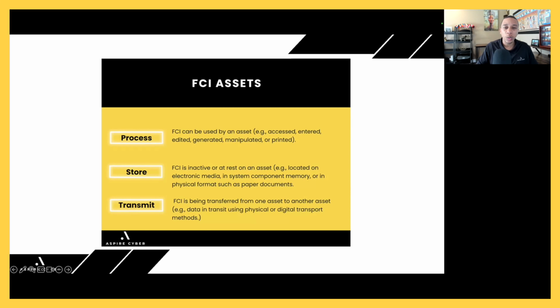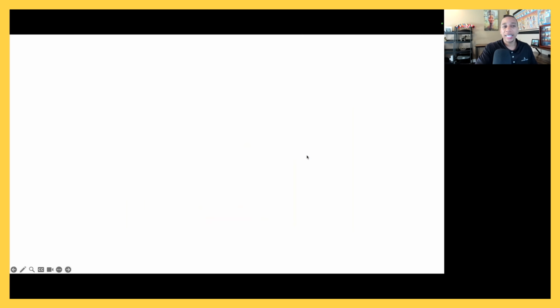So I really wanted to dig a little deeper into that, because you're going to hear me say that often throughout this series. You need to understand what I mean by processing, storing, transmitting. All right, crystal clear? Good, great, got it. Now let's take a look at each asset that's included in the Level 1 scoping.